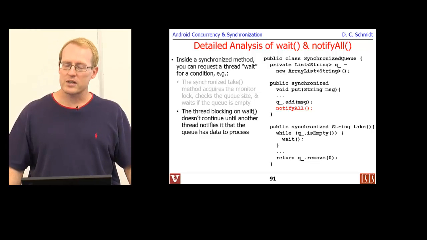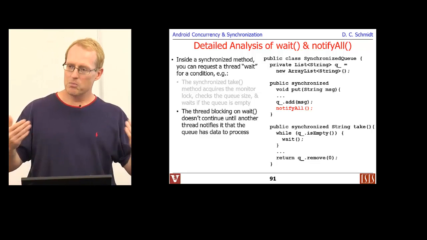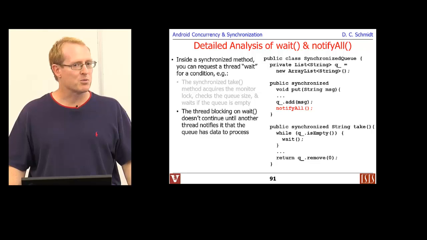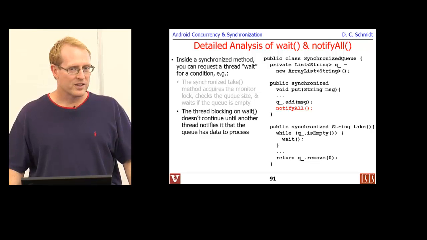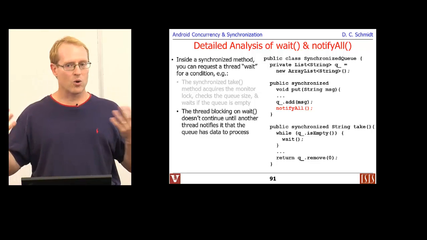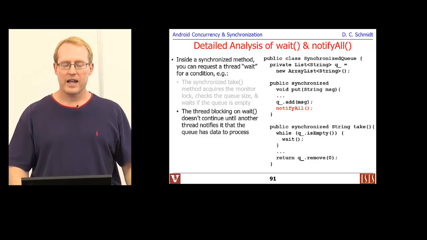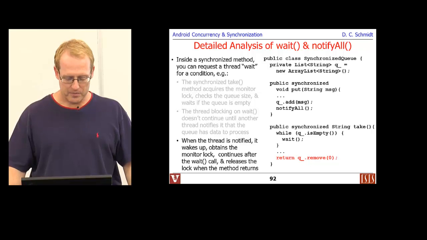The thread that does something that changes the state of the queue, like putting some data in the queue, is responsible for calling notify or notify all. In this particular case, we have to use notify all. We'll look later at a more optimized case where you don't have to use notify all. Once notify all is called, it should cause all the threads to wake up. One of them will get a chance to run, and it will then be able to check to see if the queue is empty, and then it'll do its thing to remove the data.